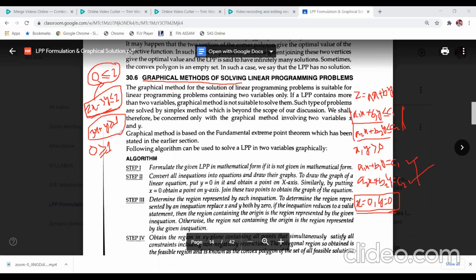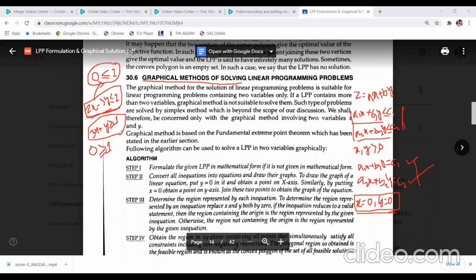So like this, we need to find the solution region for each and every inequation. After finding the solution region for each inequation, in the next step we need to find the common region. This common region is nothing but the feasible region of the given LPP. The common region which you get represents the feasible region of the given LPP.